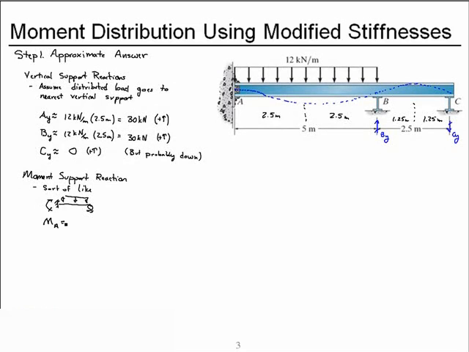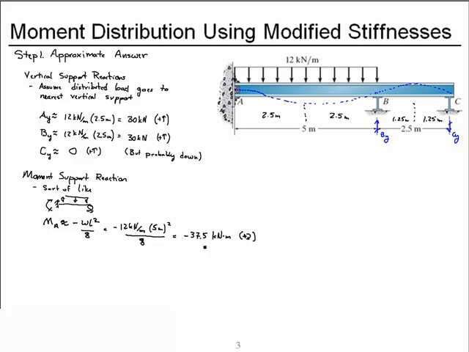So we'll predict the moment reaction at A will be approximately minus omega L squared over 8, so a minus 12 kilonewtons per meter times 5 meters squared over 8 equals a minus 37.5 kilonewton meters, where clockwise would have been positive, because using moment distribution we're going to need to have one direction as positive, and we'll typically choose clockwise to be that direction.